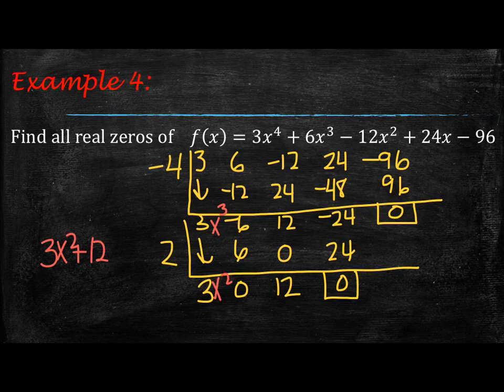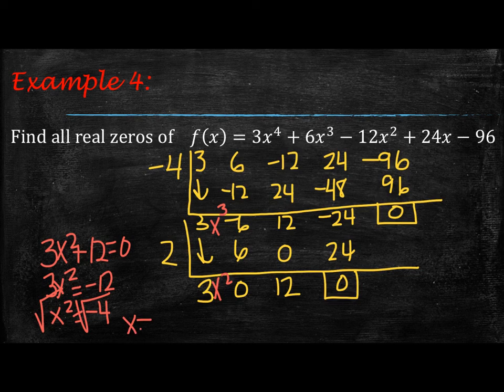And we want to try and go ahead and factor that if you can. So that's going to be 3x, well, set it equal to 0 and solve it from there. 3x squared is equal to negative 12. X squared is equal to negative 4. So if I take the square root of that, that's going to give you an imaginary solution. So you're going to have x equals plus or minus 2i.